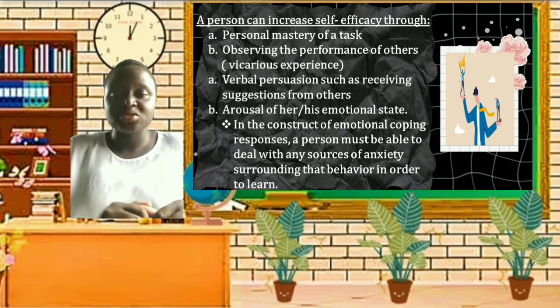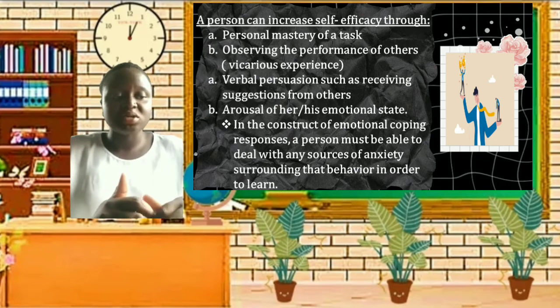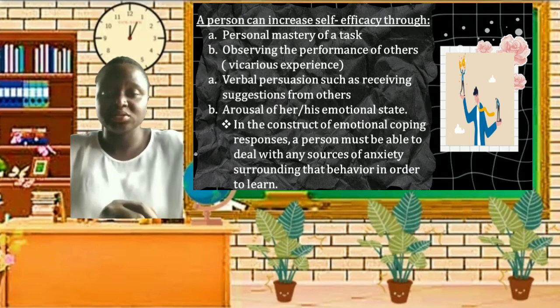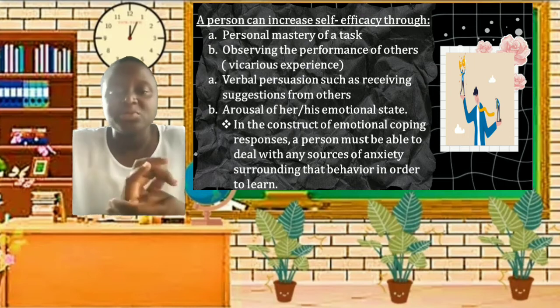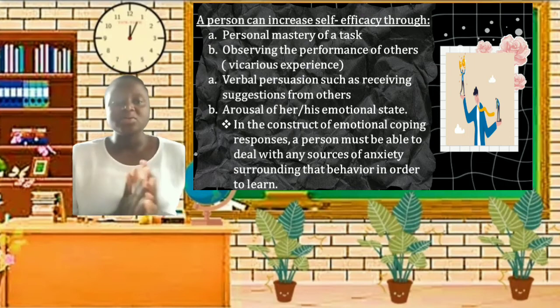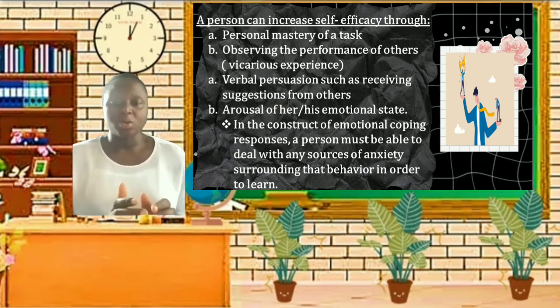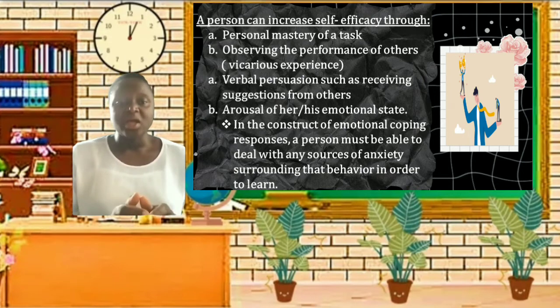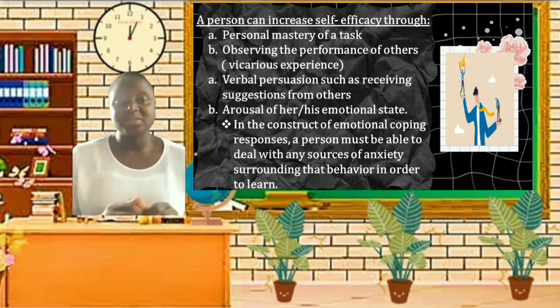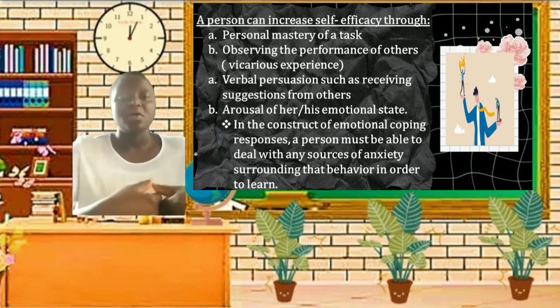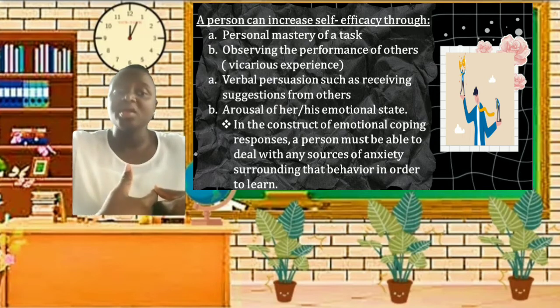So I'll move to the next one, which is the arouser of his or her emotional state. When we talk about this, we're actually talking about a state of heightened physiological activities. Emotional states are accompanied by arousal, our experience of the bodily response created by the sympathetic division of the autonomic nervous system.